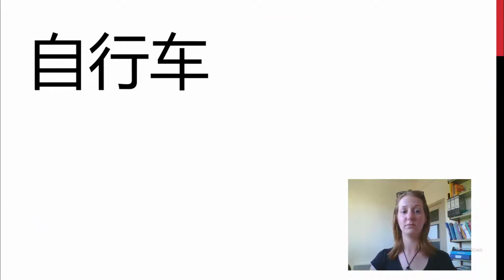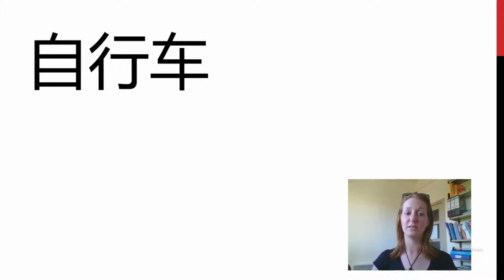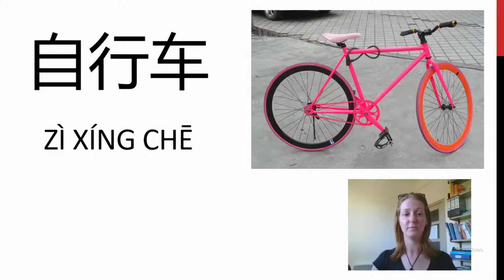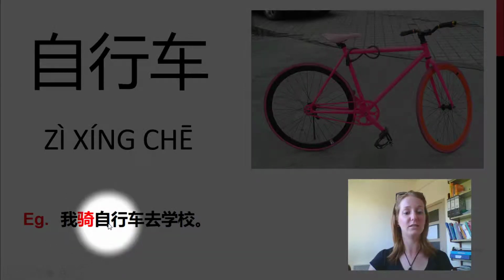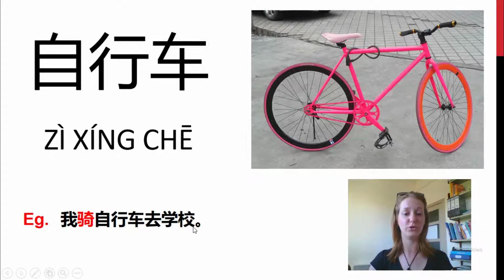这是什么? 这是自行车. 自行车. But when you ride a bike, you need to use the verb for to ride, which is 骑. So notice it down here. We have 我骑自行车去学校. So we don't use 坐 because we're not sitting, we're riding. 我骑自行车去学校.